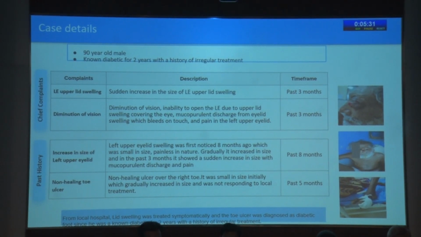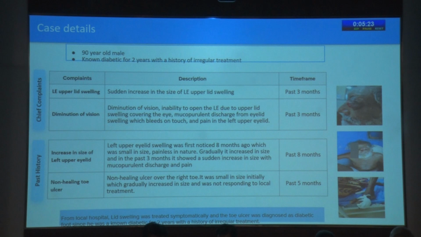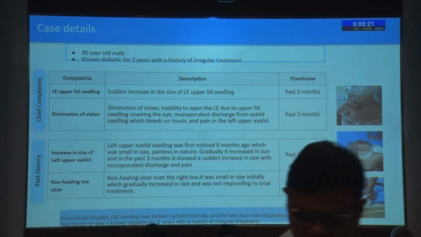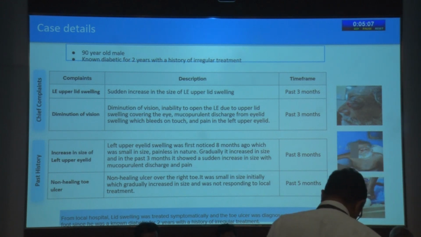So our case was a 90-year-old male, known diabetic for 2 years with a history of irregular treatment for diabetes. His chief complaint was left eye upper lid swelling, with a sudden increase in the swelling for the past 3 months, associated with diminution of vision in the left eye due to inability to open the left eye. It was associated with mucopurulent discharge, swelling which bled on touch, and pain in the left upper eyelid.